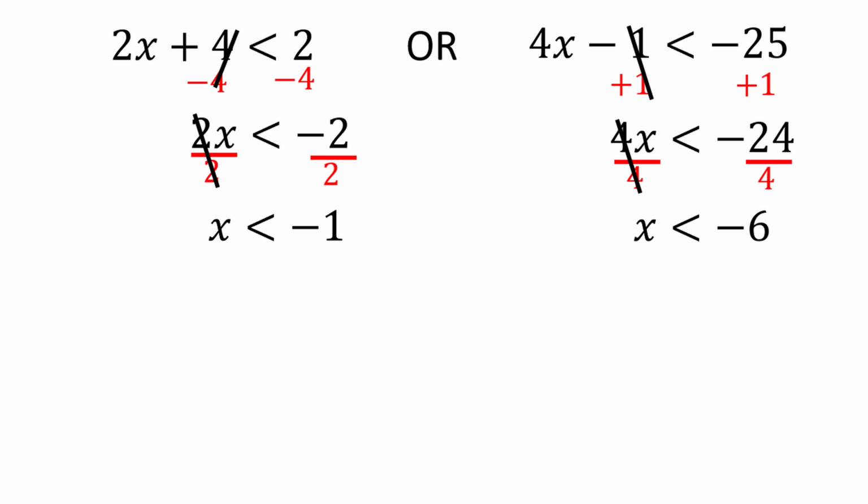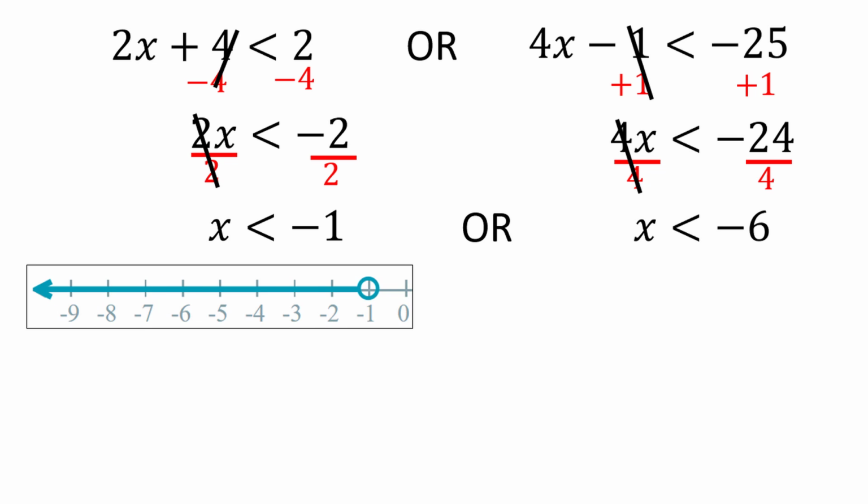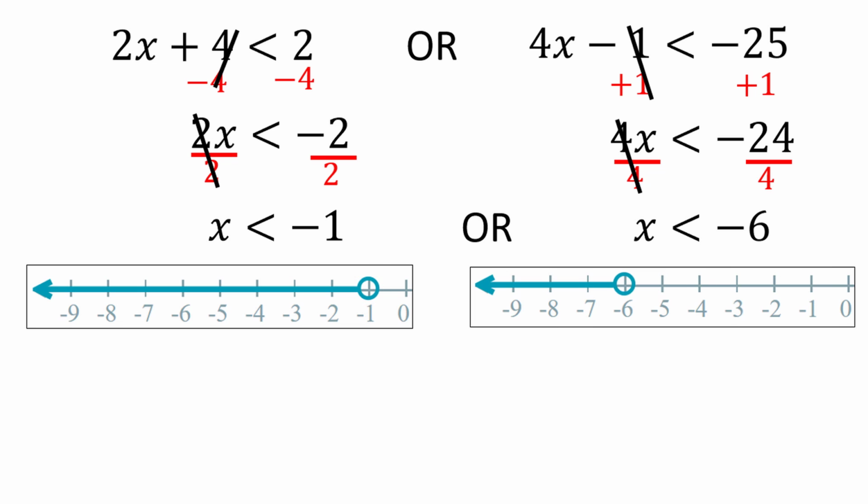Now remember that these two inequalities were joined by an OR statement, which is important for how we will write our solution. The most important way to visualize our answer is to look at a number line. Here is the graph for x is less than negative 1 on a number line. It includes the values for x that are less than negative 1, but does not include negative 1, indicated by the open circle at negative 1. Here is the graph of x is less than negative 6.